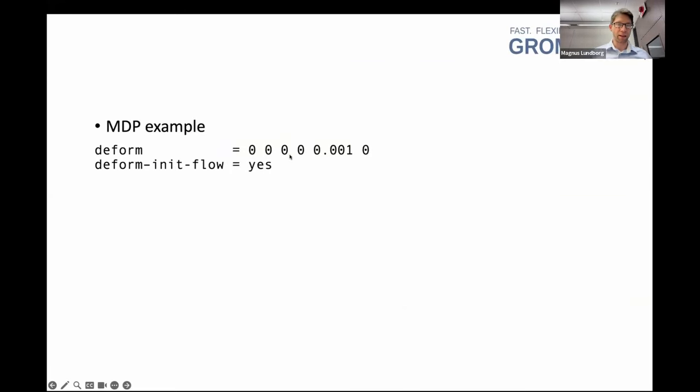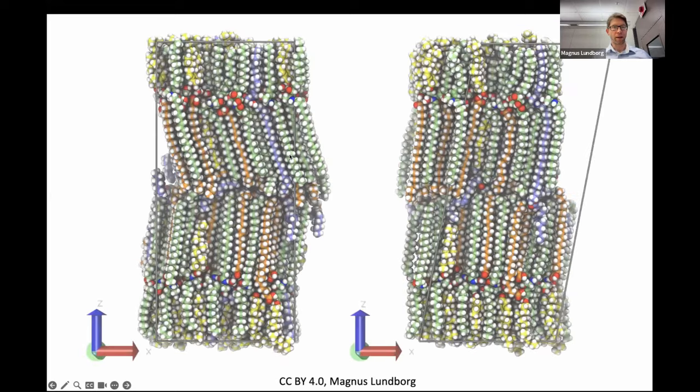To illustrate the more interesting deform options, I've sheared the system using this MDP setup. Using the same system as before, if I shear it, you first see that the simulation box is tilted. And you also see that the chains are correspondingly tilted as well, or at least the tilt is no longer the same as it was before. They are getting more straightened out where they were tilted in the other direction before. So you see that the system is getting sheared here.